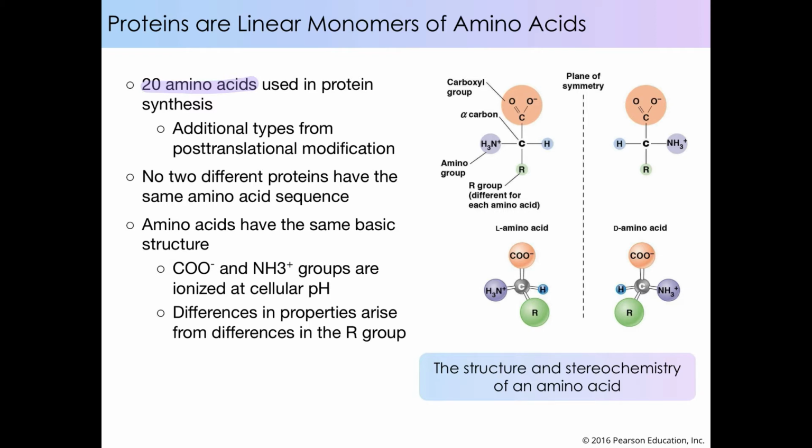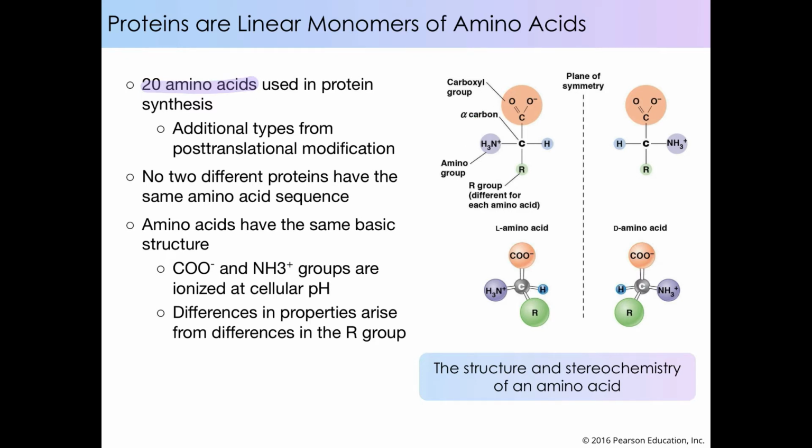All amino acids have the same basic structure. They consist of a central carbon, which is known as the alpha carbon. Attached to that carbon is a hydrogen atom, a carboxyl group, which is negatively charged, an amino group, which is positively charged, and these charges exist at physiological pH, and a side chain or R group. The side chain or R group is different for each amino acid. So this is what gives different amino acids their different properties, since the rest of the amino acid is the same for all 20.